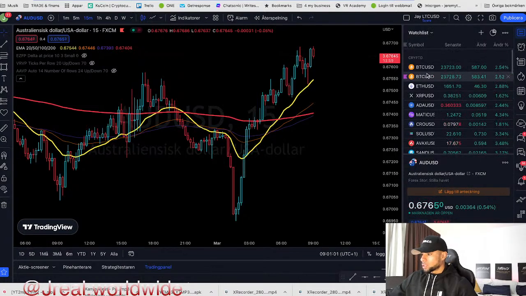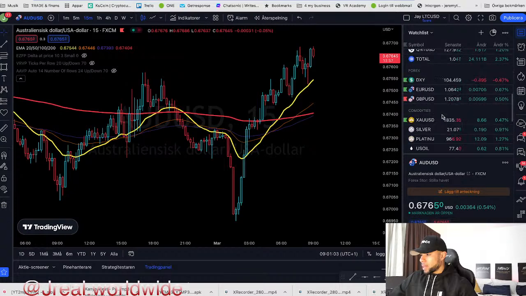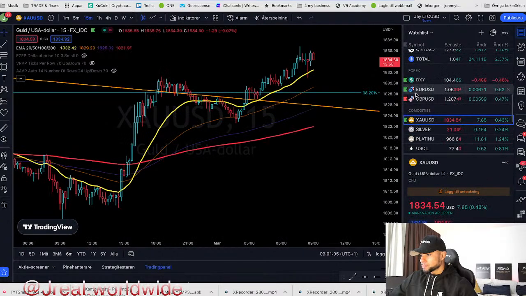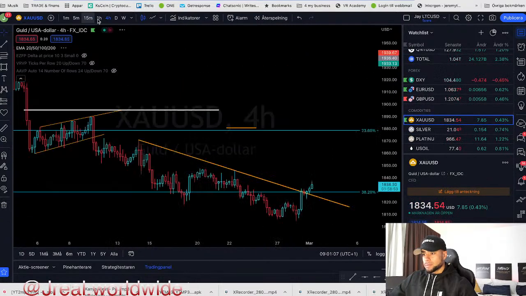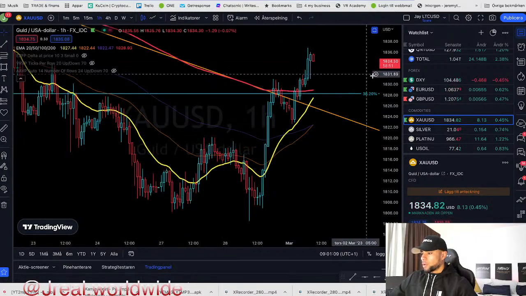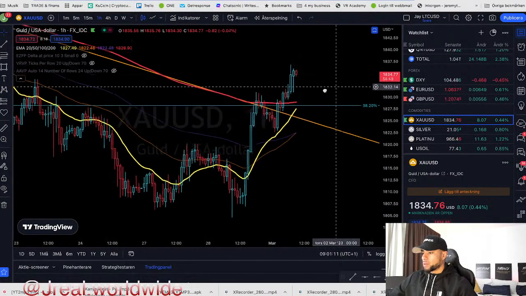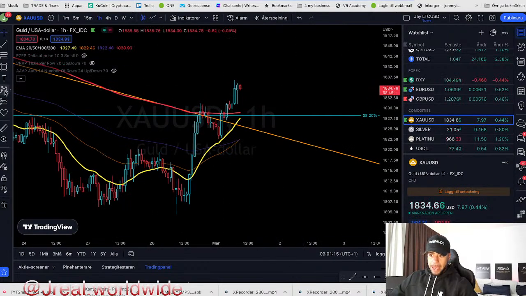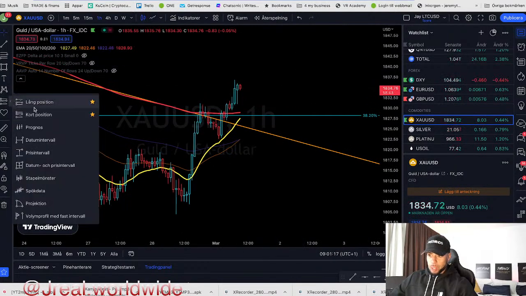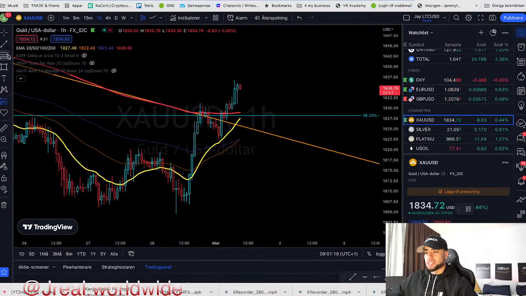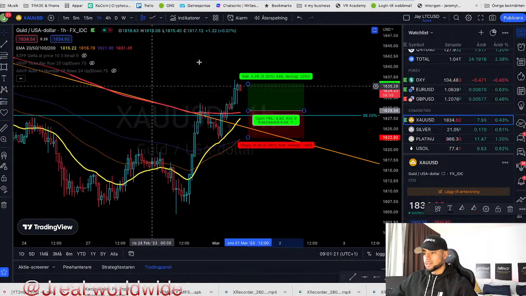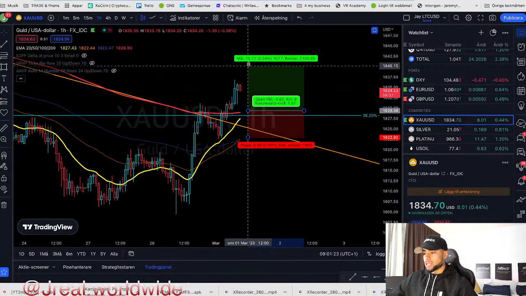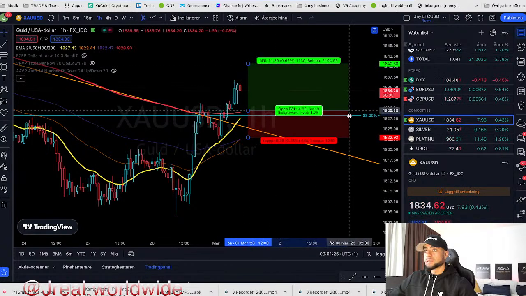Watch what's going on, because I'm actually looking at gold. Gold is very interesting today. We have a very, very nice entry. So we missed the spot actually, but if we're lucky, the price comes down to retest this area. I'll show you in a second.